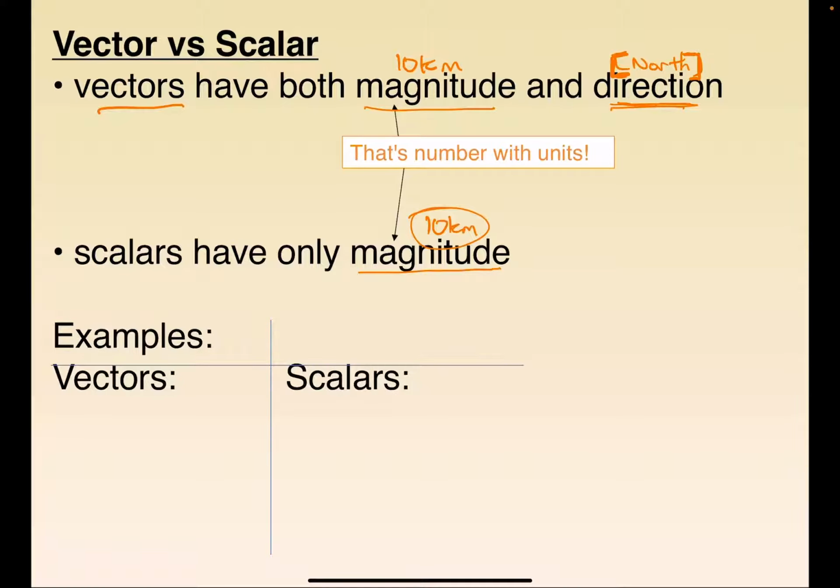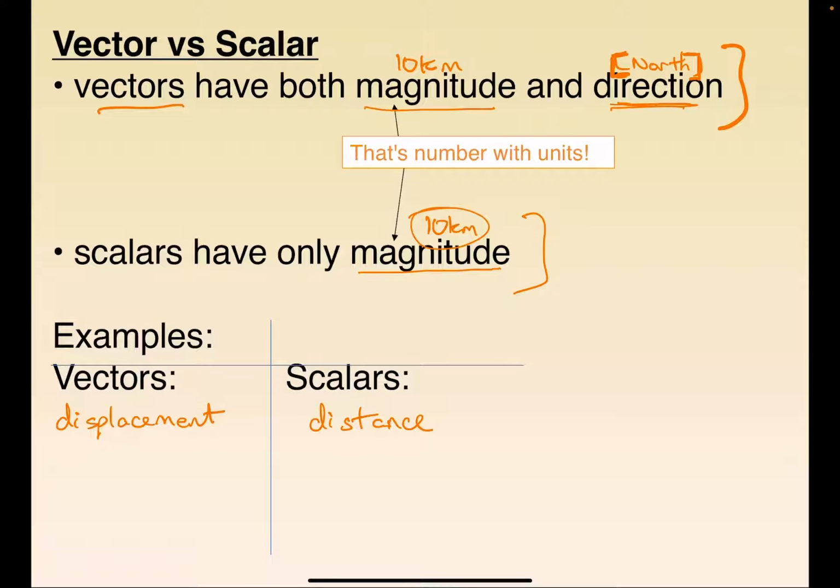A couple examples with this then. So what we were just talking about up here is if I told you I walked 10 kilometers north, that is a displacement. So as an example, if I told you I just went for a 10-kilometer jog, no direction on there, that's just distance. Okay, so this guy right here is distance. This guy up here is displacement.